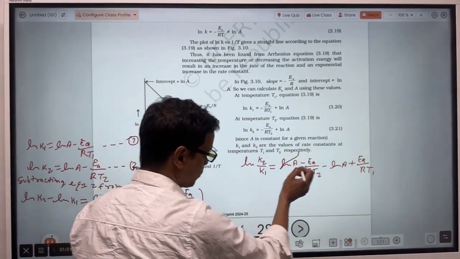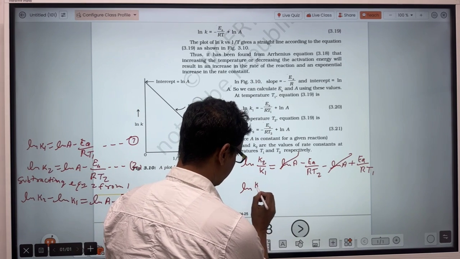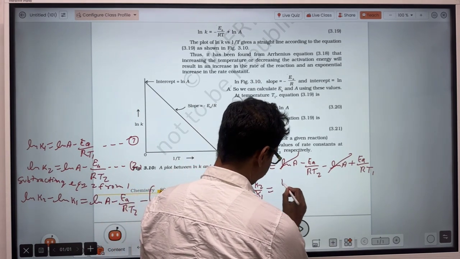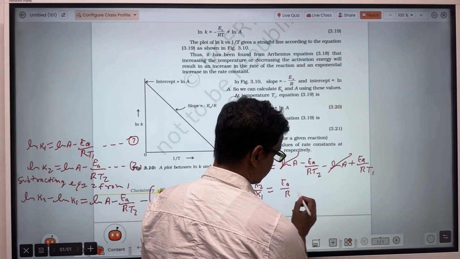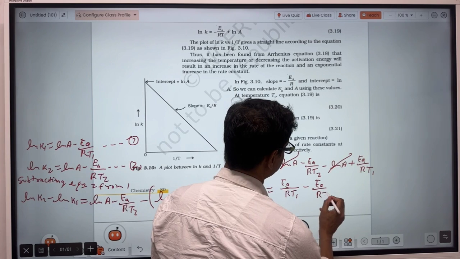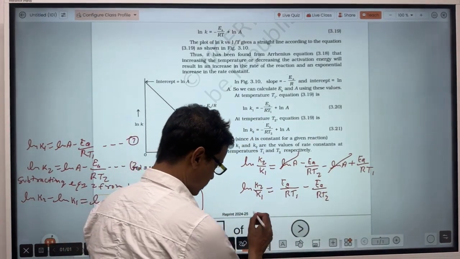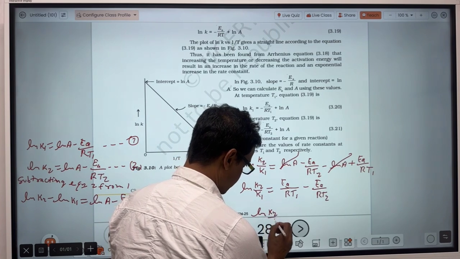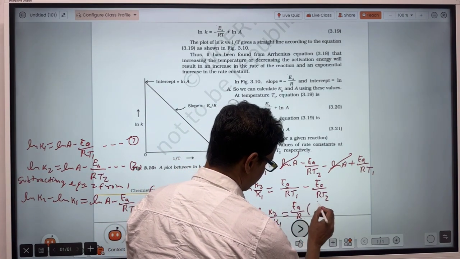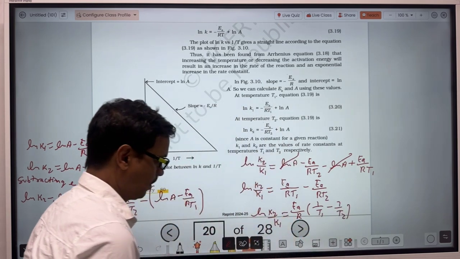This one, log A, will get cancelled out. So log K2 upon K1 will equal EA upon RT1 minus EA upon RT2. EA upon R can be taken as common. So log K2 by K1 will equal EA upon R, 1 upon T1 minus 1 upon T2.